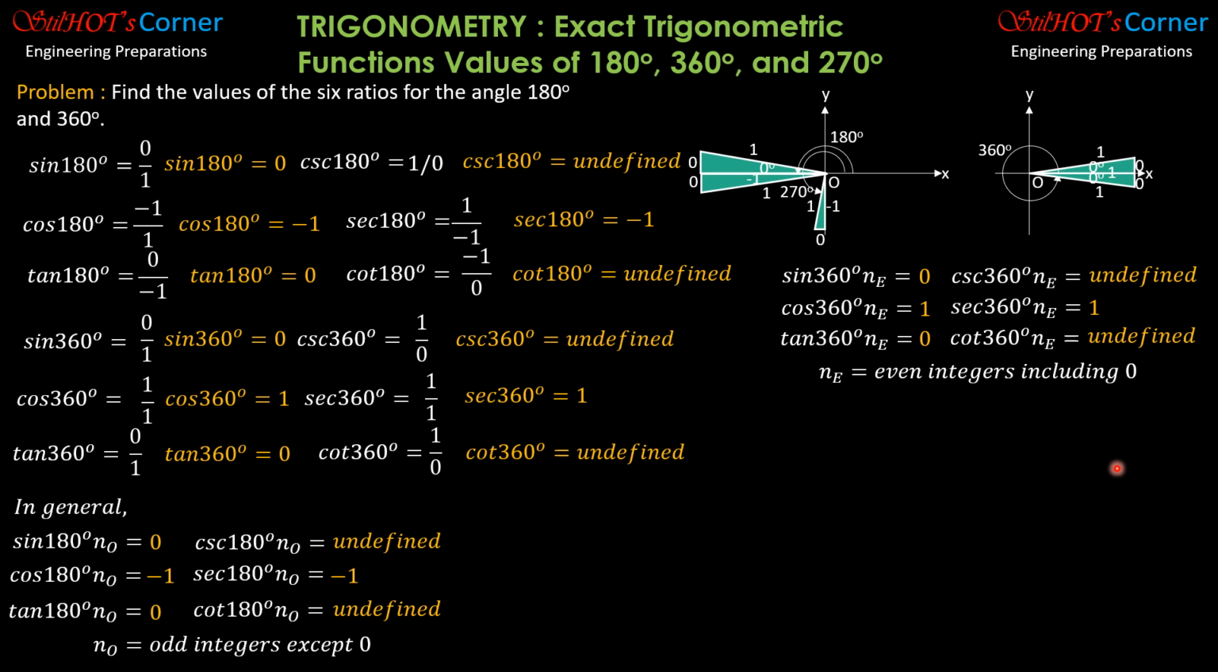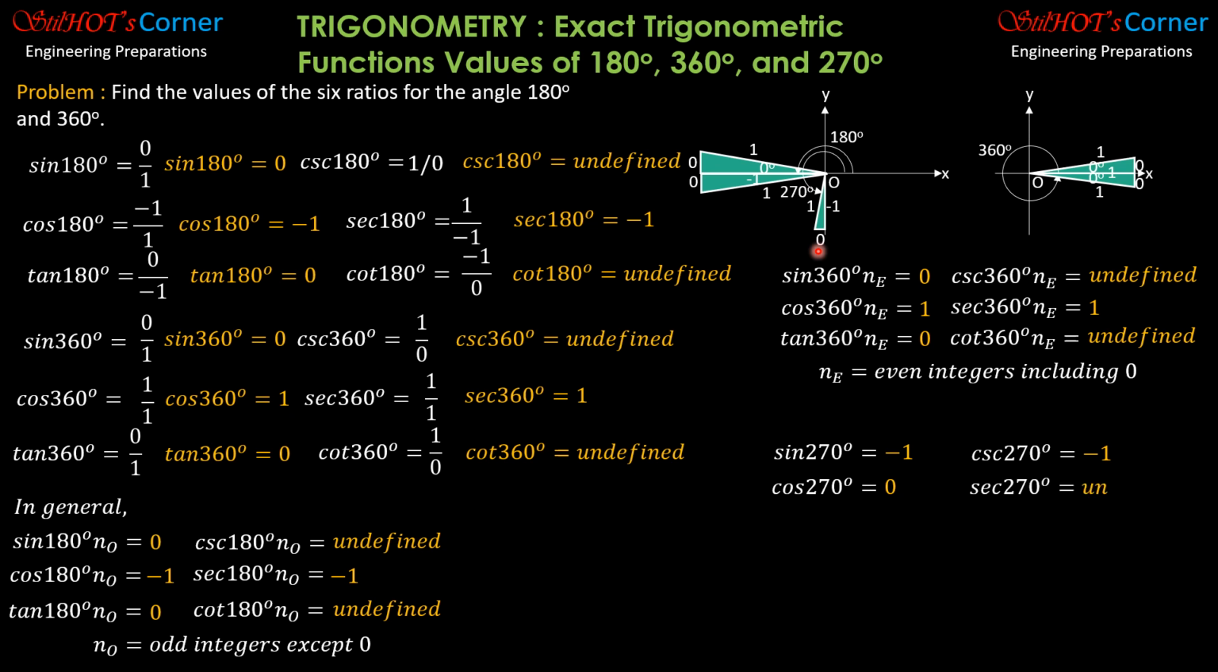Then cosine of 270 degrees, x is 0, over hypotenuse 1. So 0 over 1 is 0. While its reciprocal, secant of 270 degrees is 1 over 0, so it is undefined. Then tangent of 270 degrees is y, negative 1 over x, 0, negative 1 over 0 is undefined.